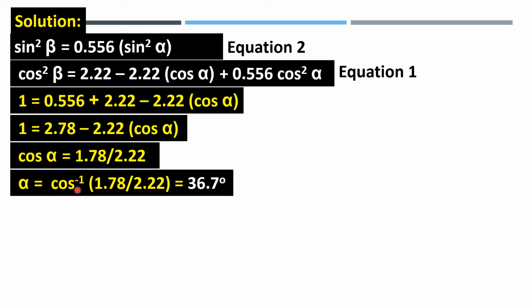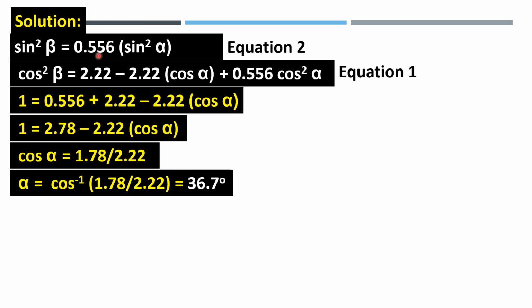I'm sure you're familiar with that, okay? With your calculator, you can now determine the value of alpha, and that is equal to arc cosine of the quotient 1.70 divided by 2.22. Using your scientific calculator, you will get this value of alpha equal to 36.7 degrees. All right? Now, how do we determine angle beta?